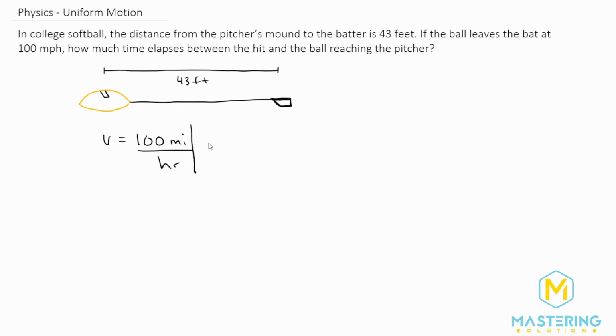So let's change this. We know that we want the miles to cancel, so it'll be down here, and we want to go to feet. And there are 5,280 feet in 1 mile. Now the miles will cancel and we want the hours to cancel, so let's bring the hours up here. In 1 hour, there are 3,600 seconds. So now the hours cancel and we're in feet per second.